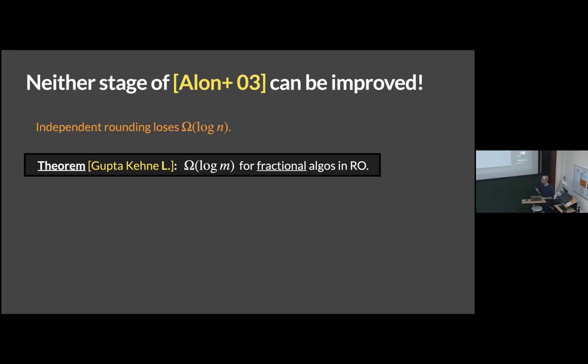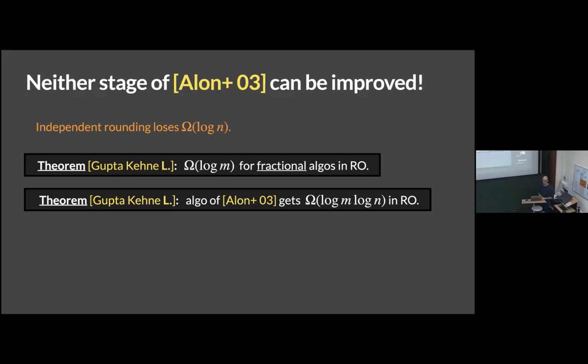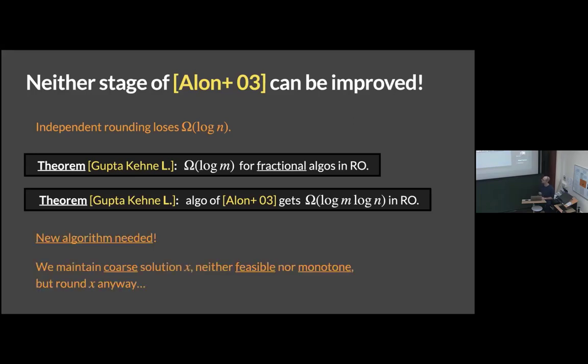You could still wonder if maybe that's just an analysis artifact, but we also show that no, the algorithm is fundamentally not sufficient. There are situations even in random order where you get log m log n. All right, so a new algorithm is needed.